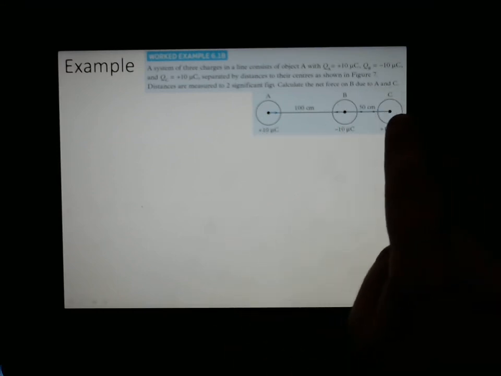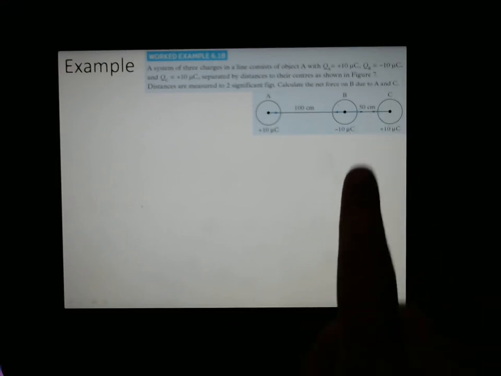And here we have B and C 50 centimetres, and they must be attractive because again it is positive and negative. We're told here distances are measured at 2 significant figures, which probably should matter. I likely have not paid attention to it, in all honesty, which I really should. We want to calculate the net force on B due to both A and C. Okay, we've got 2 charges, we're going to have 2 forces, we need to calculate both forces. So we need to calculate the force of A on B, and we need to calculate the force of C on B. Once we have those both, then we can look at the net force.